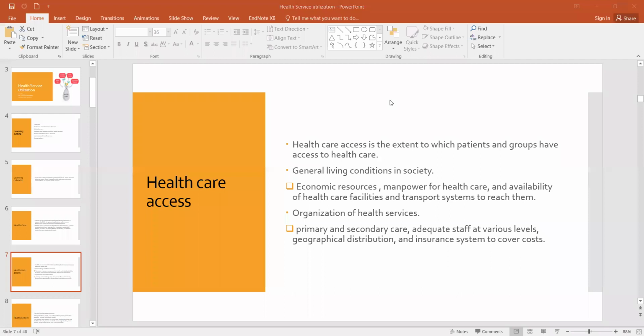Healthcare access is the extent to which patients and groups have access to healthcare, and it depends upon two conditions: the general living condition of the society, like economic resources, manpower for healthcare, availability of healthcare facilities and a transport system to reach them; and organization of health services, like the services provided in primary and secondary care, adequate staff at various levels, geographical distribution, and an insurance system to cover the cost.